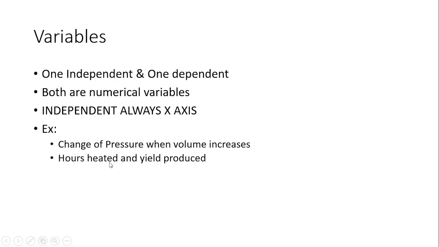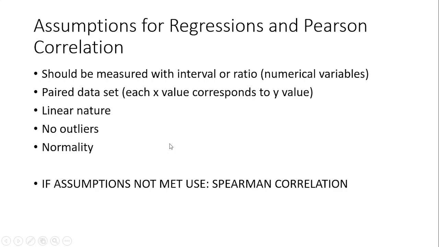Let's see hours heated and yield produced. When you increase the hours heated, your yield increases as well. These two are correlated as well. You can do a correlation analysis between the two because there's a numerical variable and another numerical variable, and when you increase this, you'll increase this one as well.